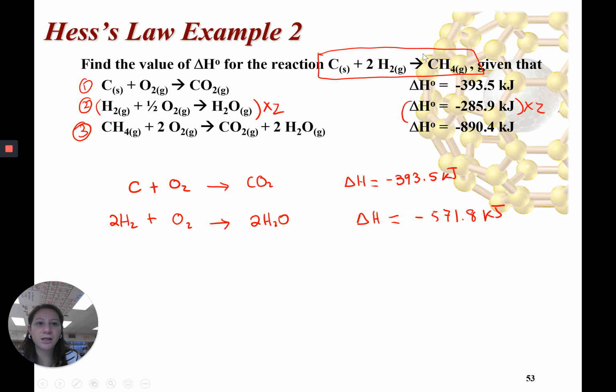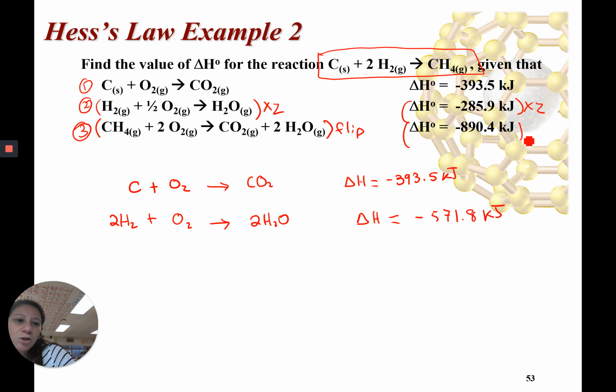Okay, we did the 2H2. Now we're going to go to CH4. Where do you see CH4? You see it in the third equation, and you check the coefficient, 1 and 1, so that's good. You check the side, this is a product, this is a reactant, that's not good. So we need to manipulate equation 3 so that it looks like this. So what do we do if it's on the wrong side? We flip it. We flip the whole equation.